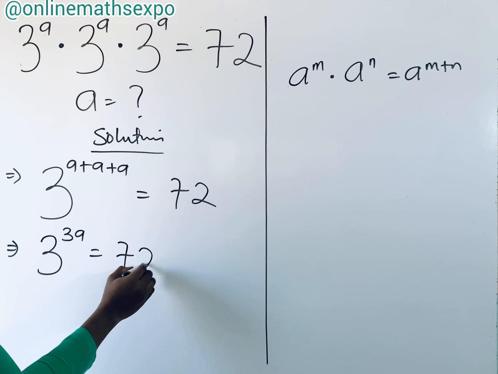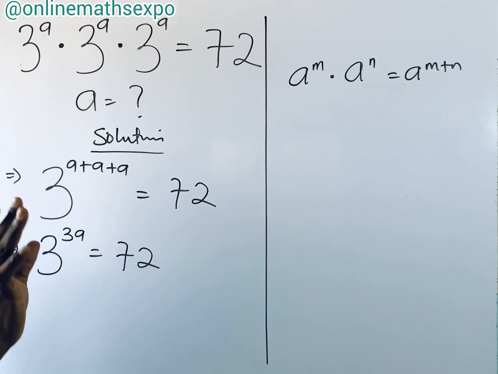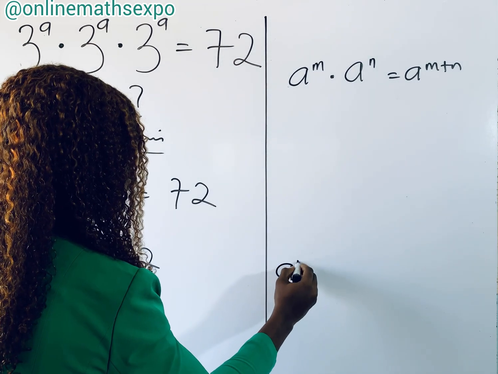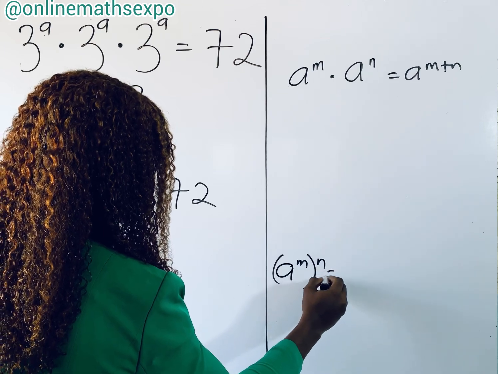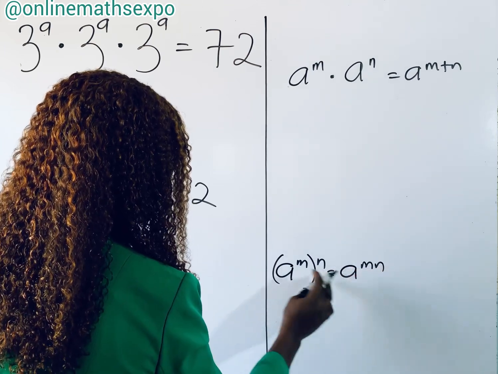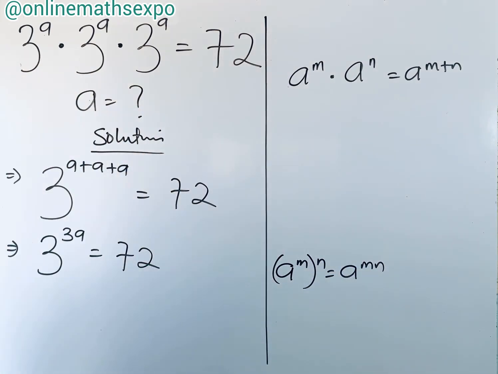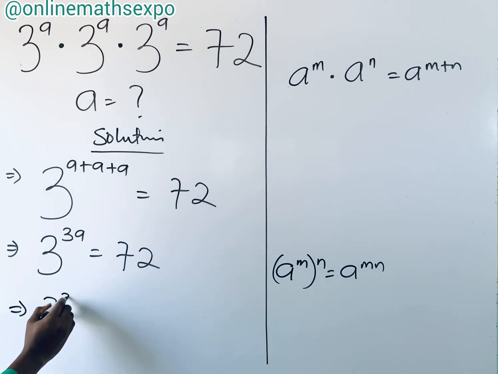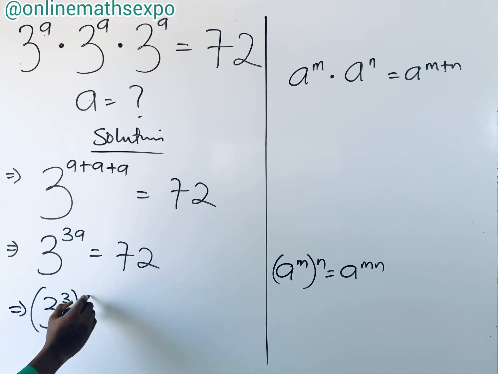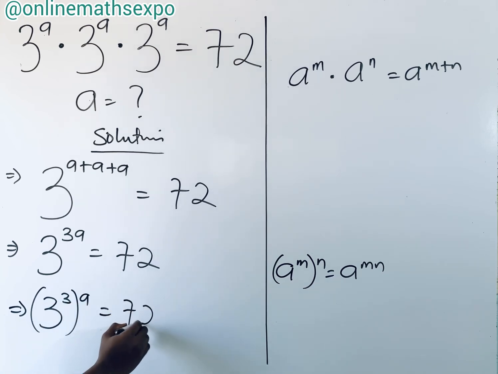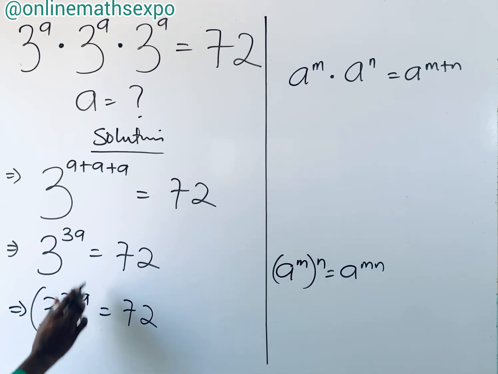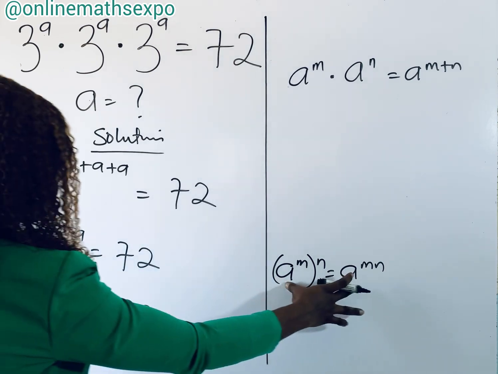is equal to 72. Now, just remember for every a to the power of m raised to the power of n, it is a to the power of mn. The powers will multiply. Now, when you have this, you can rewrite it to be 3 to the power of 3, all to the power of a, is equal to 72. So that when you multiply this, it gives you back this, obeying this rule.